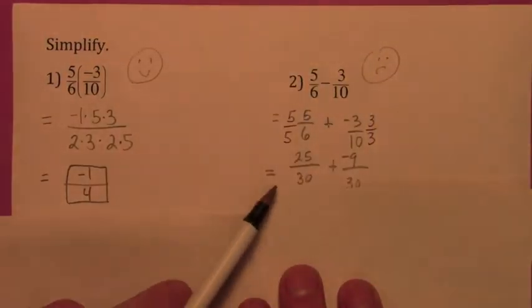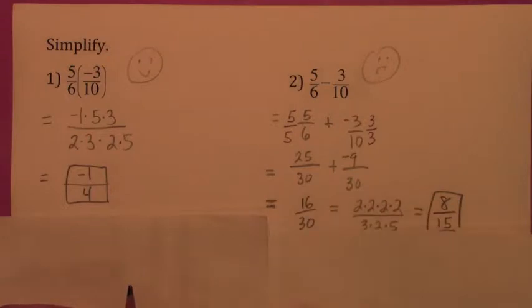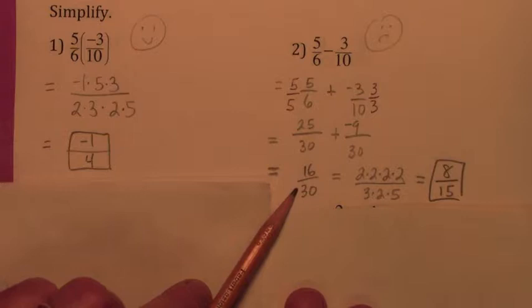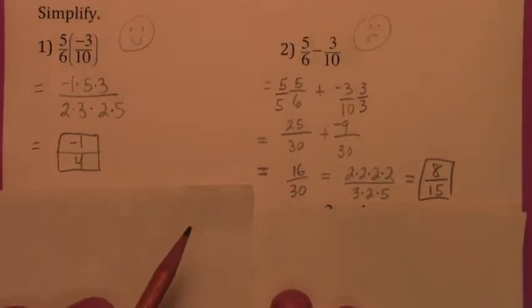So what is 25 over 30 plus negative 9 over 30? I get 16 over 30, right? But that can be reduced. Don't forget to reduce your answer. When do you reduce? You always look to reduce. You factor the top and bottom and you get 8 over 15.